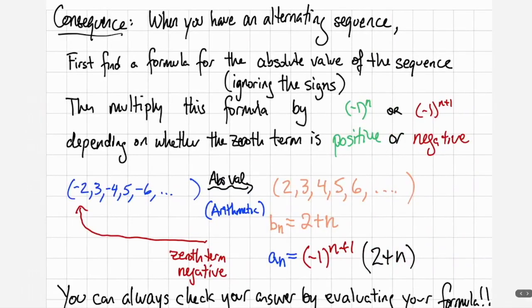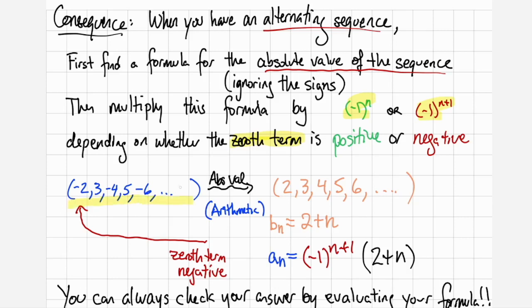As a consequence, when you have an alternating sequence, first find a formula for the absolute value of the sequence, that's like ignoring the signs, and then multiply the formula by negative 1 to the n or negative 1 to the n plus 1, depending on whether the 0th term is positive or negative. Let's do two examples. The first example is the one we saw before.